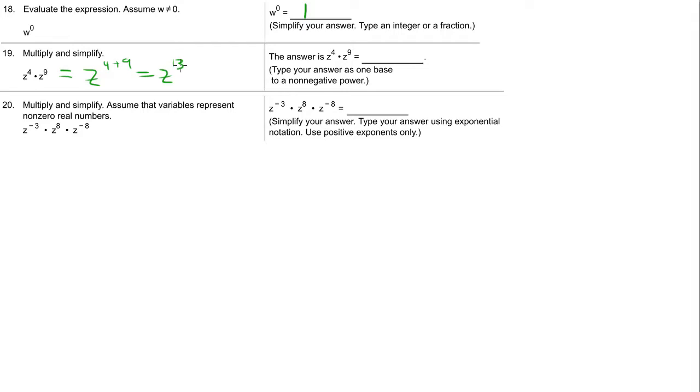Z to the 13th. Once again, we're going to add the exponents here. So we'll have z to the negative 3 plus 8 minus 8. Well, these 8s are just going to cancel out. So we'll have z to the negative 3. But we can't have that. We got to use positive exponents only. So that's 1 divided by z cubed. Great.